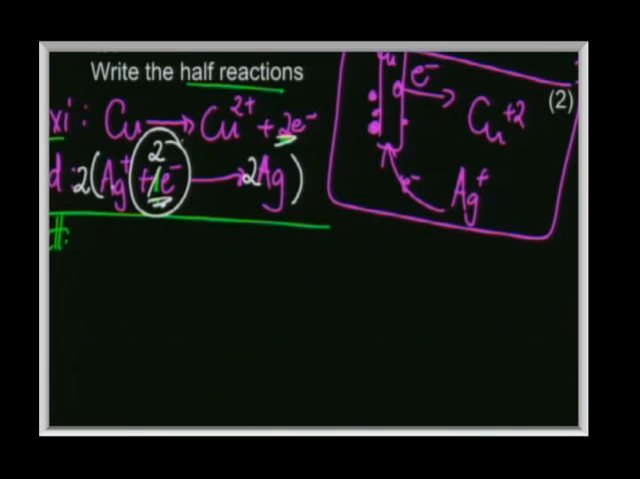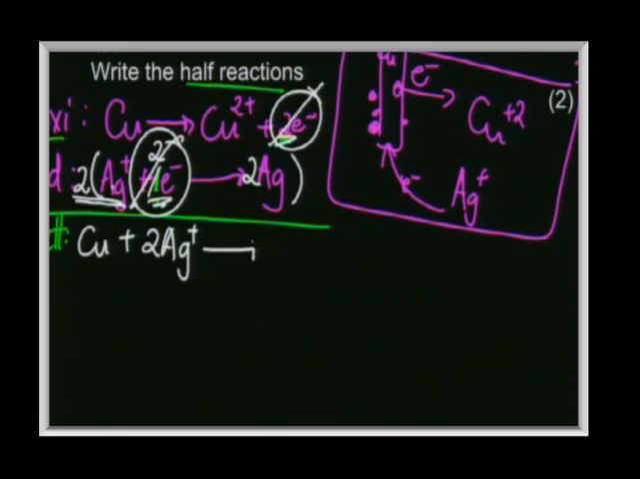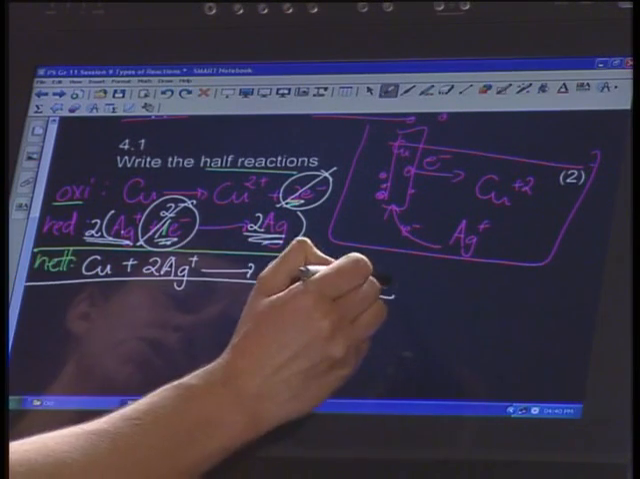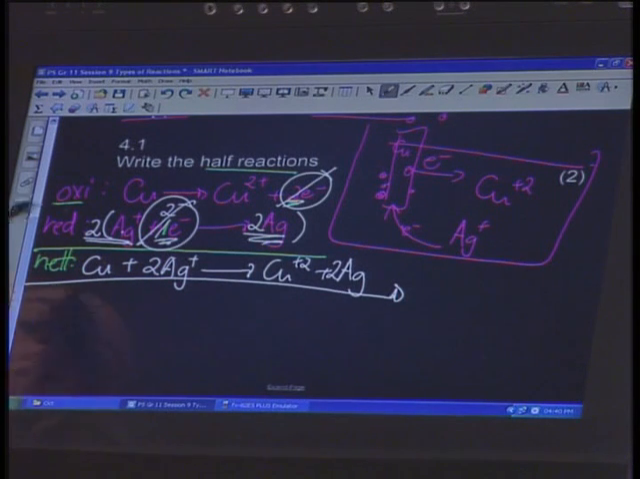My electrons will cancel out, and if I add the left-hand side together, I will see that I have copper and I have 2 silver ions on my reactant side. They will form copper ions on my right-hand side, and I will have 2 silver atoms that form for each copper ion that loses its electron. All right, so now we've done over here your oxidation half reaction, your reduction half reaction, and as a bonus, we've also looked at the net reaction, just so that you guys are familiar with balancing the equation over there.